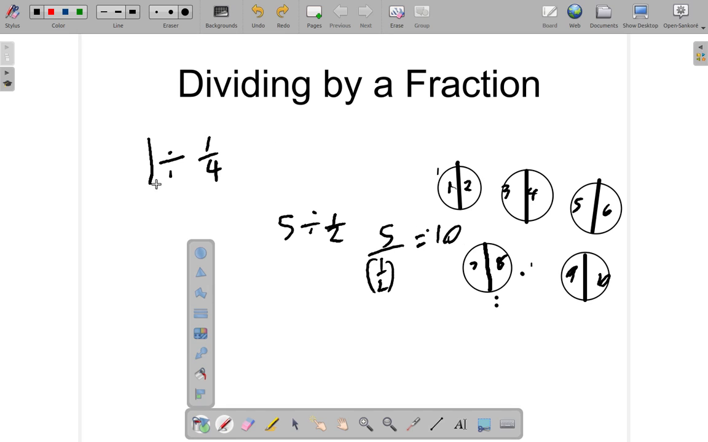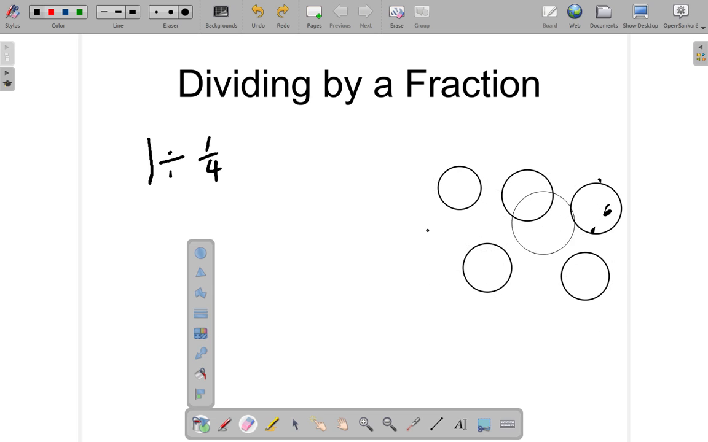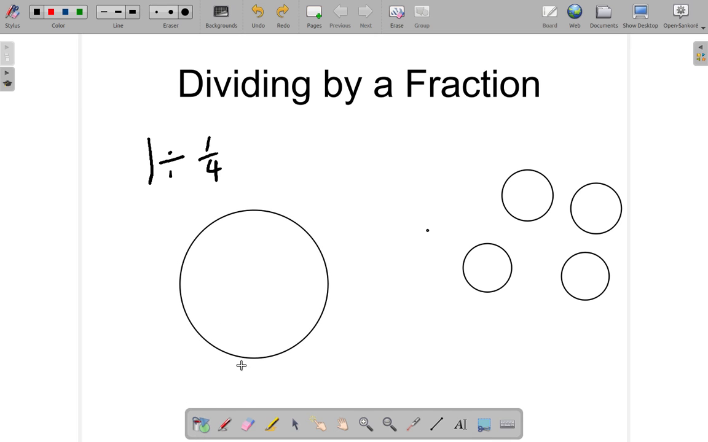Seems like 5 times 2. Okay, back to the 1 divided by a quarter, which would be simpler. Let me erase these and go back to the 1 divided by a quarter. I could take this, let me make it a little larger. Let me get rid of it and use another circle. Here I have 1. I want some quarters, 4 equal parts. Good, I have my 4 quarters.